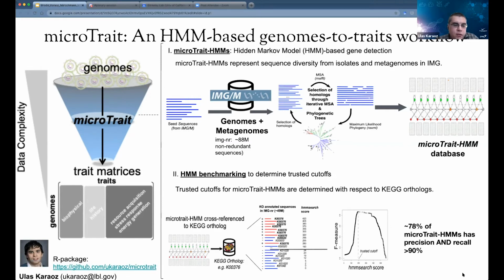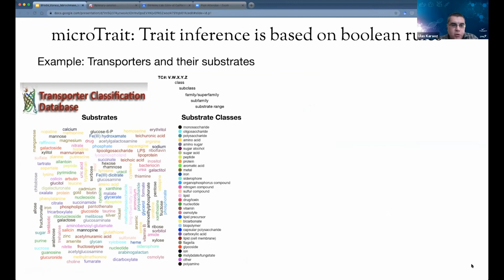And we do that, as much as these are represented in KEGG, by treating KEGG as the gold data set and finding the homologs in KEGG for these models, and then using those as a benchmark. And overall, about 80% of our models have both precision and recall about 90%.